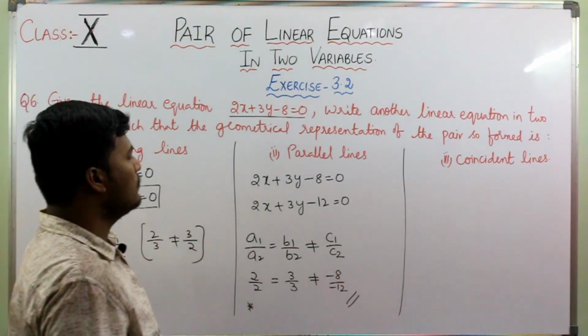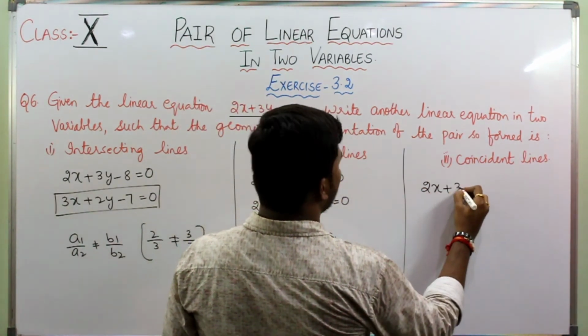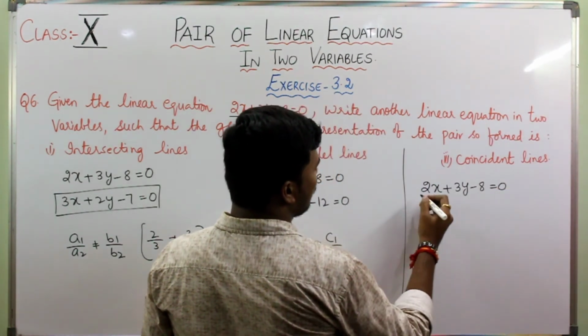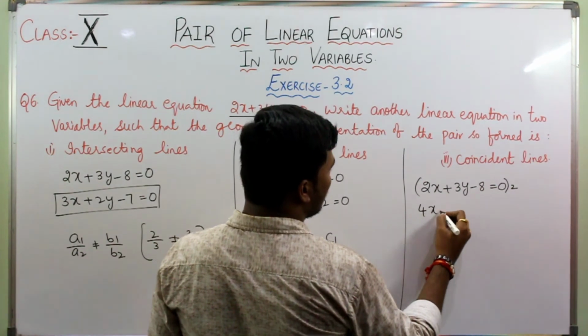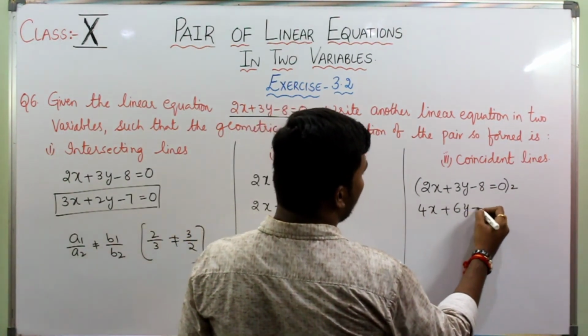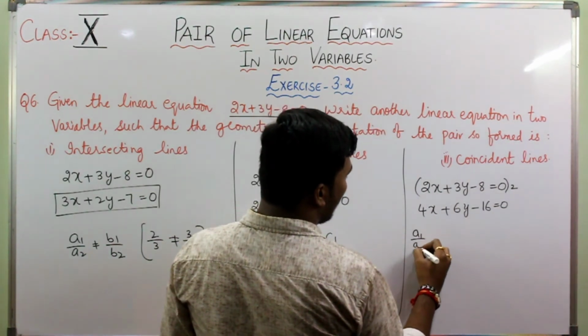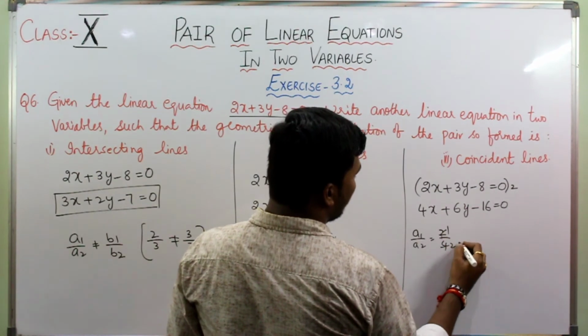Now for making coincident lines, consider the equation 2x plus 3y minus 8 is equal to 0. Multiply this equation with 2. That means if I multiply it with 2, then I will get 4x plus 6y minus 16 is equal to 0. Then if I check a1 by a2, I will get 2 by 4, which is nothing but 1 by 2.